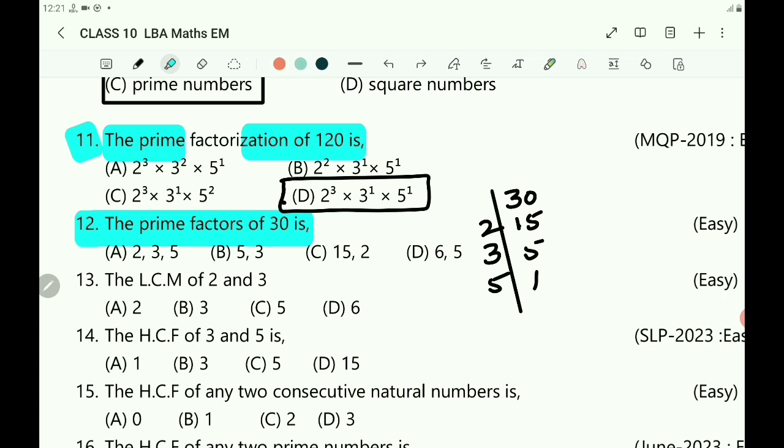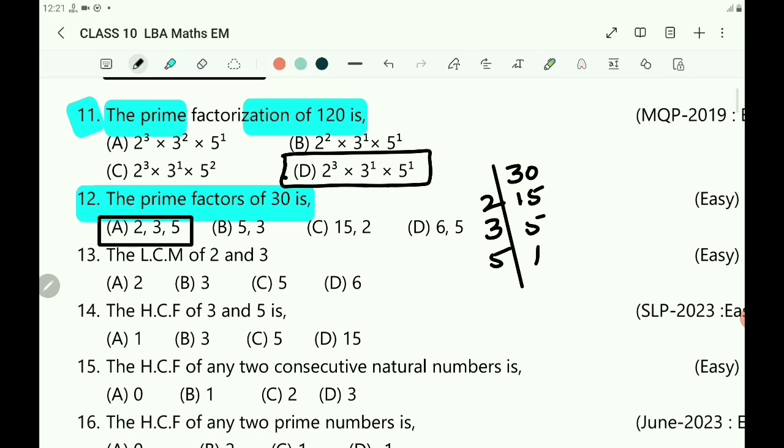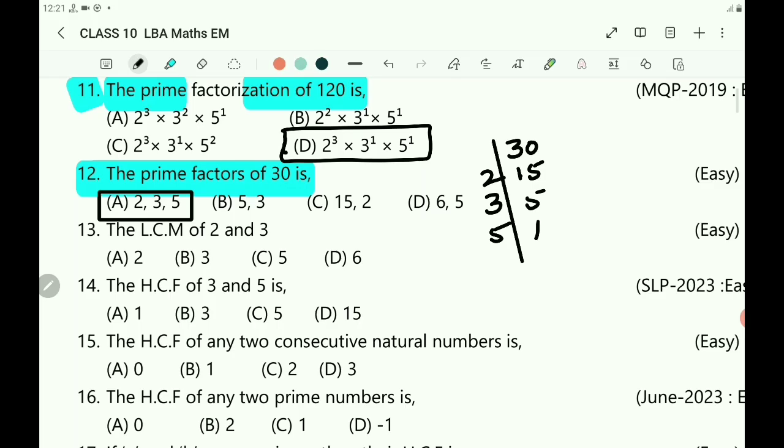Here the question is prime factors of 30, so we have to choose answer option A, 2 3 5. So what is the answer? 2 3 5. The prime factors of 30 are 2, 3, 5. Next, take question number 13.